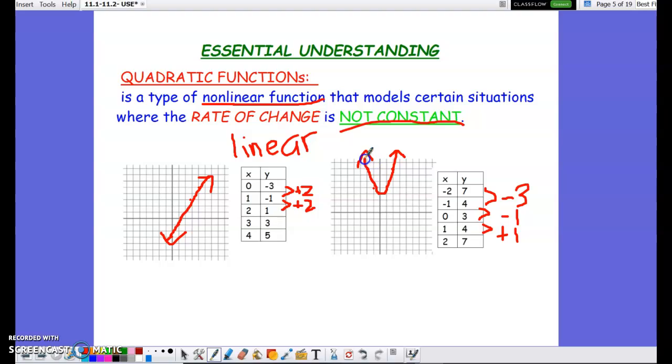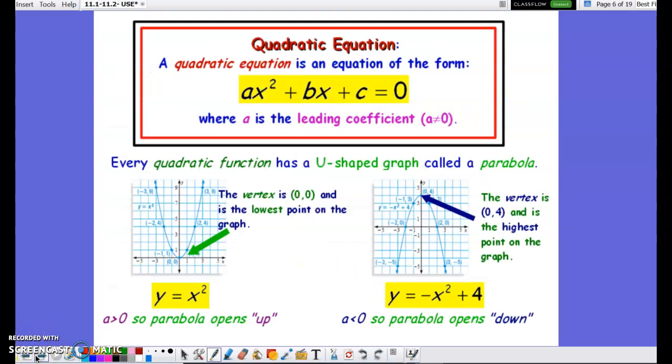Notice, just like when we were graphing lines, we must put arrows on each end because we are just graphing a part of this quadratic function. We are not graphing the whole thing. So the arrows indicate that it keeps on going. Again, quadratic functions are nonlinear functions because the rate of change, looking at the table, is not constant. All right, so moving on.